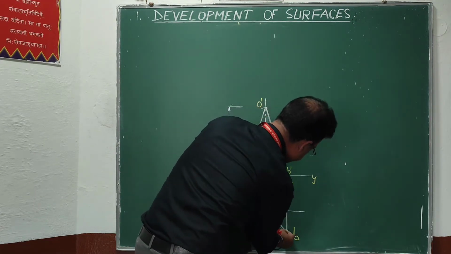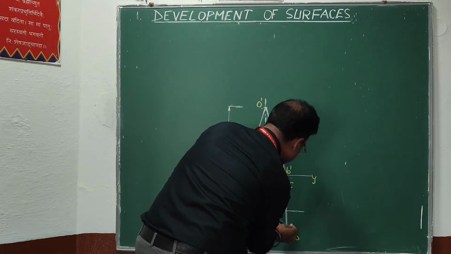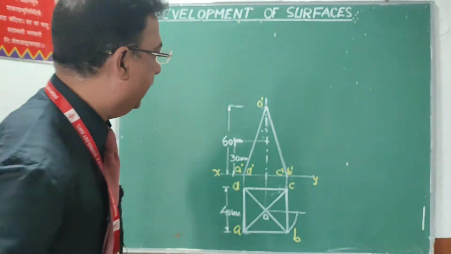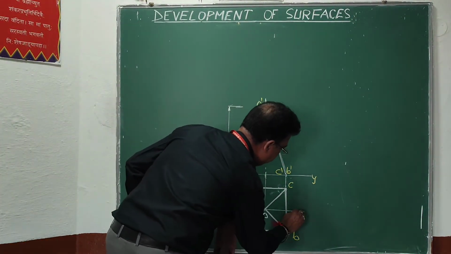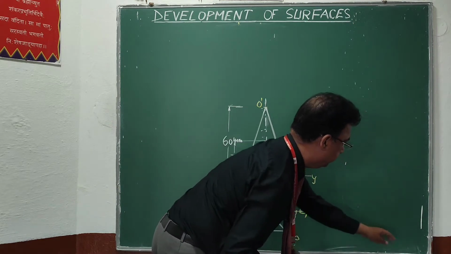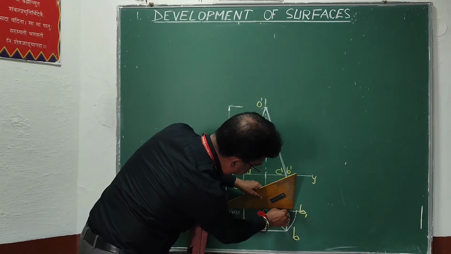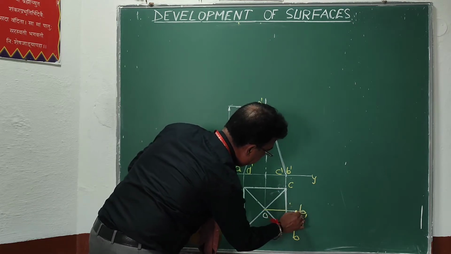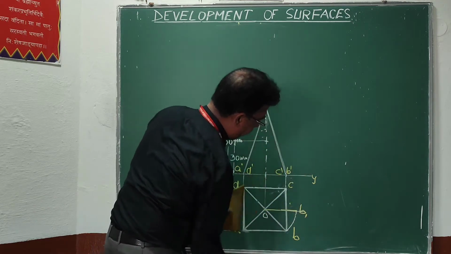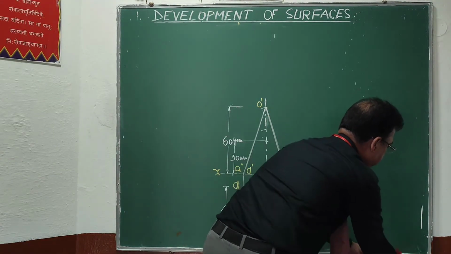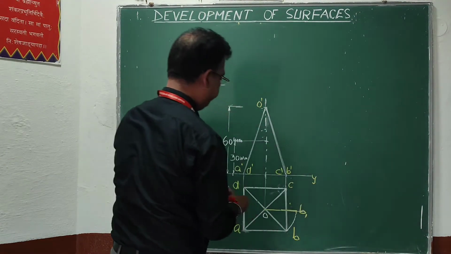So, I am going to shift this OB taking O as center and this radius OB to this point, and suppose I will name this point as B1. Now, look at this line. This line OB1 is parallel to VP. It means in the front view that will show the true length.